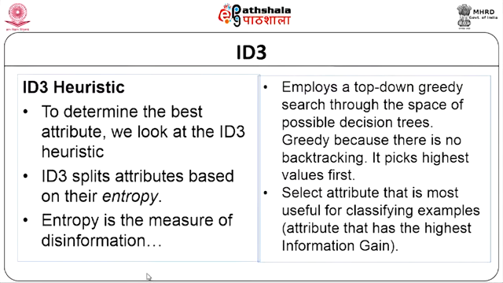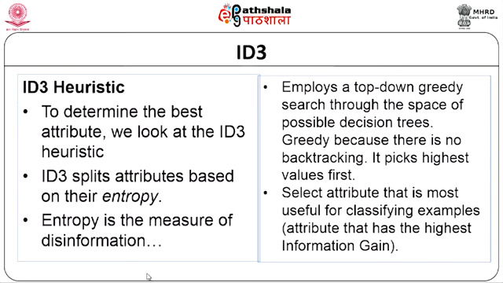Now, this is the ID3 heuristic. Now, we are coming to the algorithm. Remember, the ID3 heuristic is to choose the best attribute at each level. So, to determine the best attribute, we look at the ID3 heuristic. ID3 splits attributes based on their entropy. So, how do you define entropy? Entropy is the measure of disinformation.